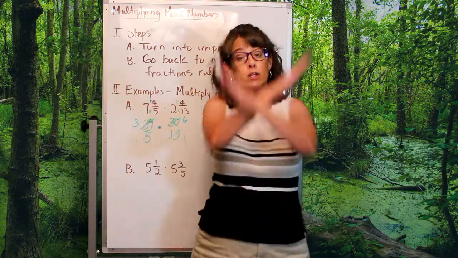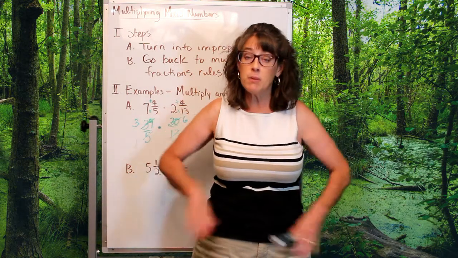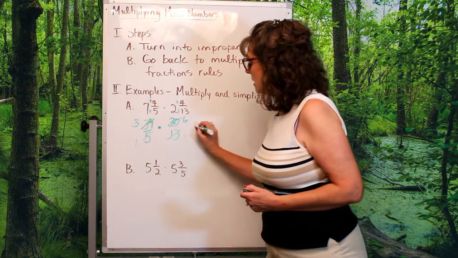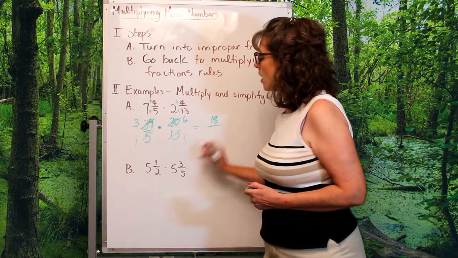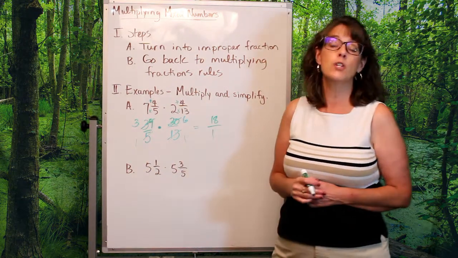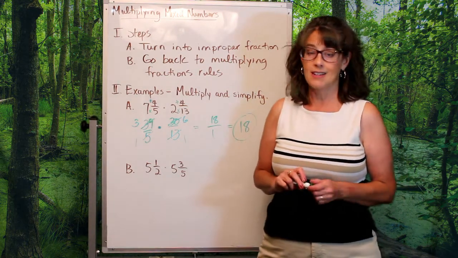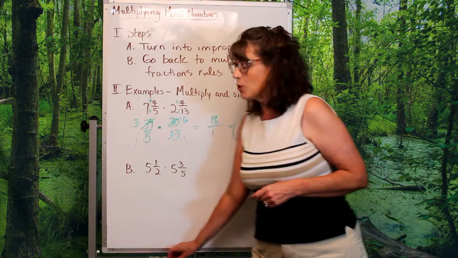So remember, once I've canceled on the diagonals, once I've canceled up and down, then I'm going to multiply straight across. So 3 times 6 will give me an 18. And then on that denominator, 1 times 1 will give me a 1. And you know you don't need to show that 1 in the denominator. This is just an 18. So that is how you multiply those fractions.